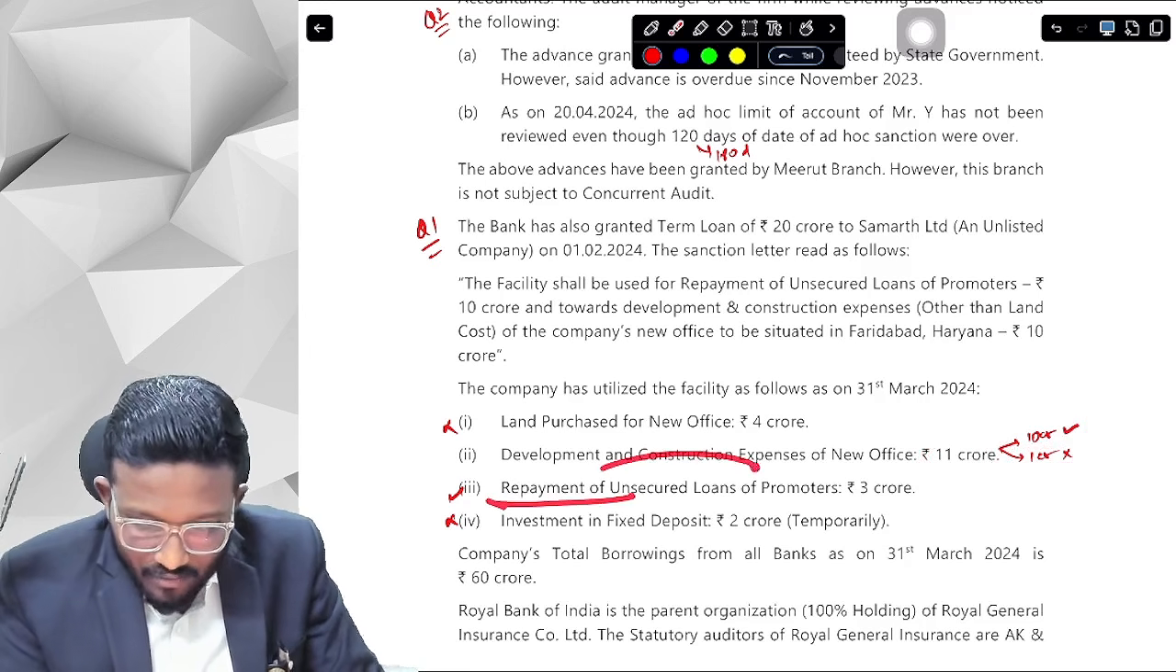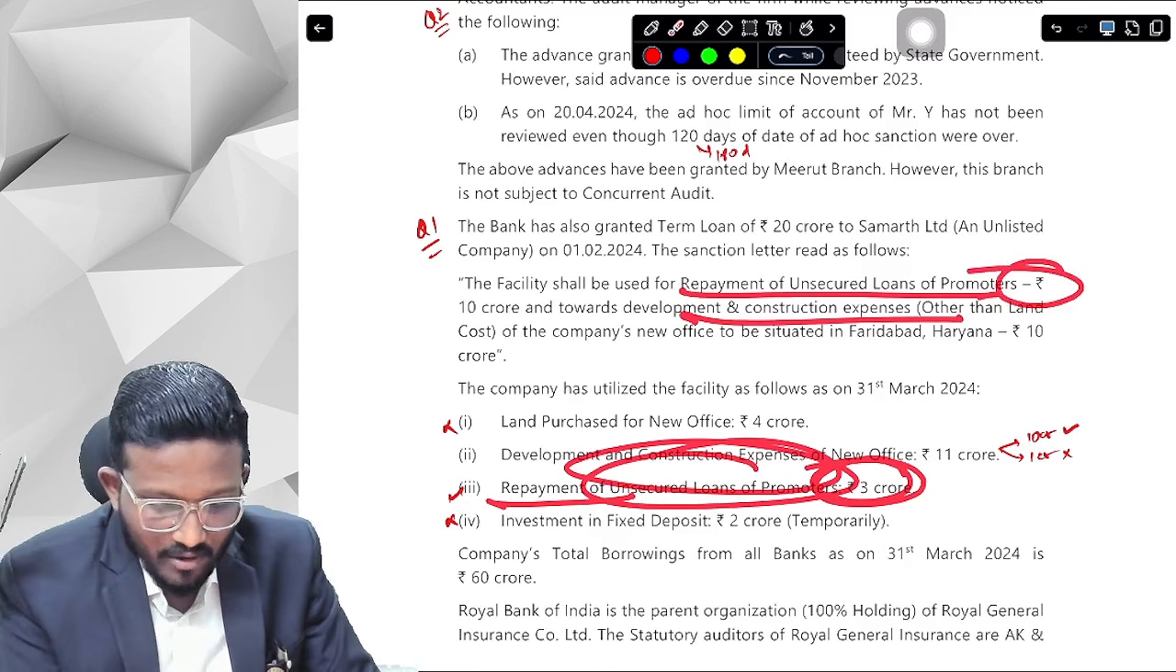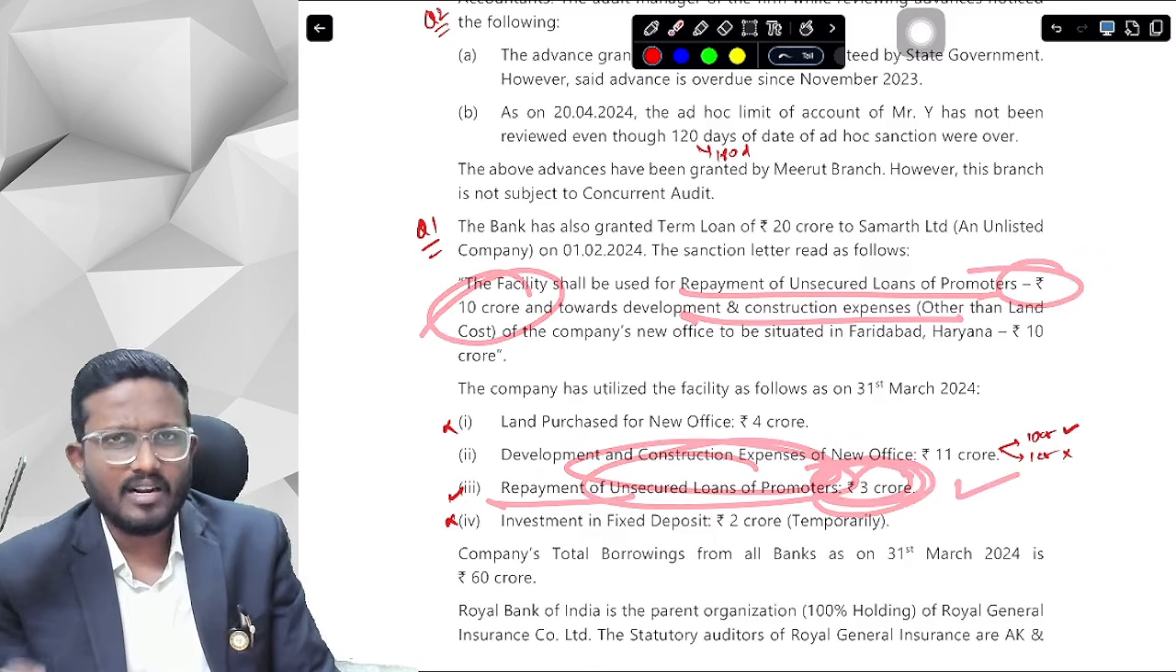Third, repayment of unsecured loans to promoter, 3 crore. That was allowed repayment. You were allowed to do a repayment of 10 crore, and you did 3 crore. That is also allowed. That comes under the purposes.